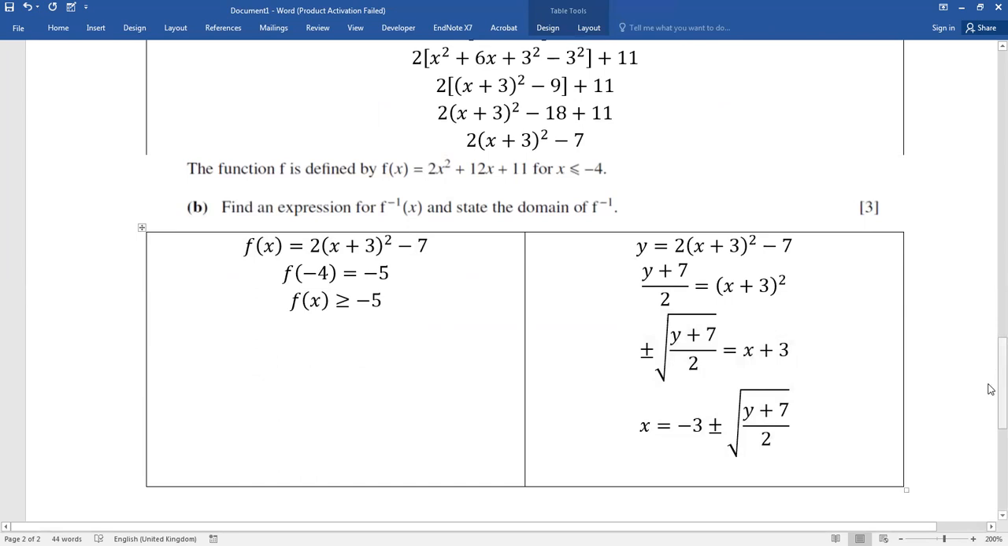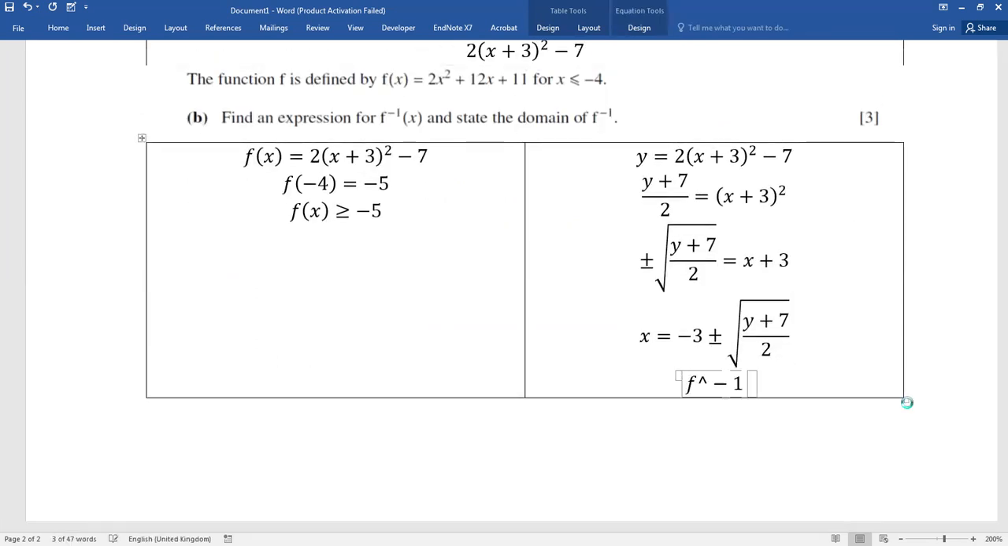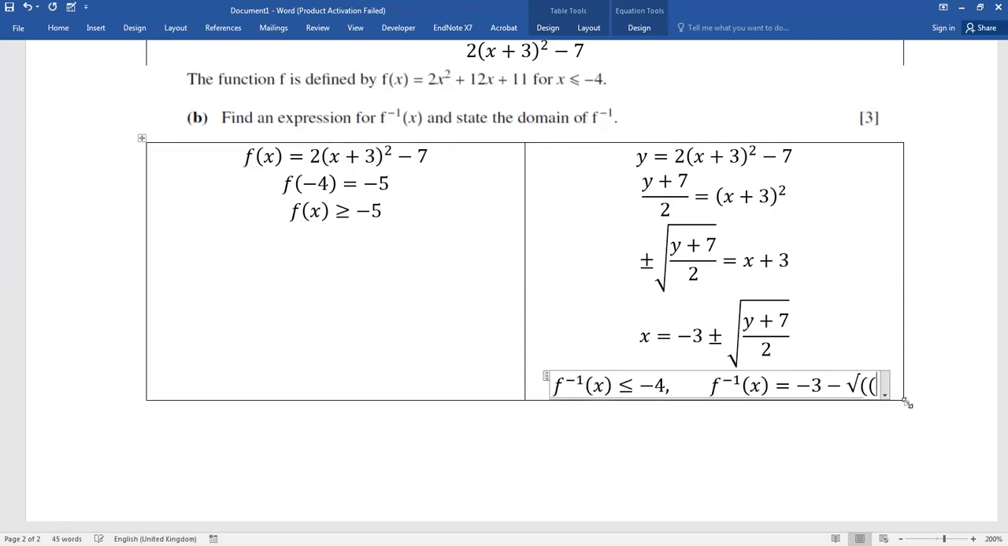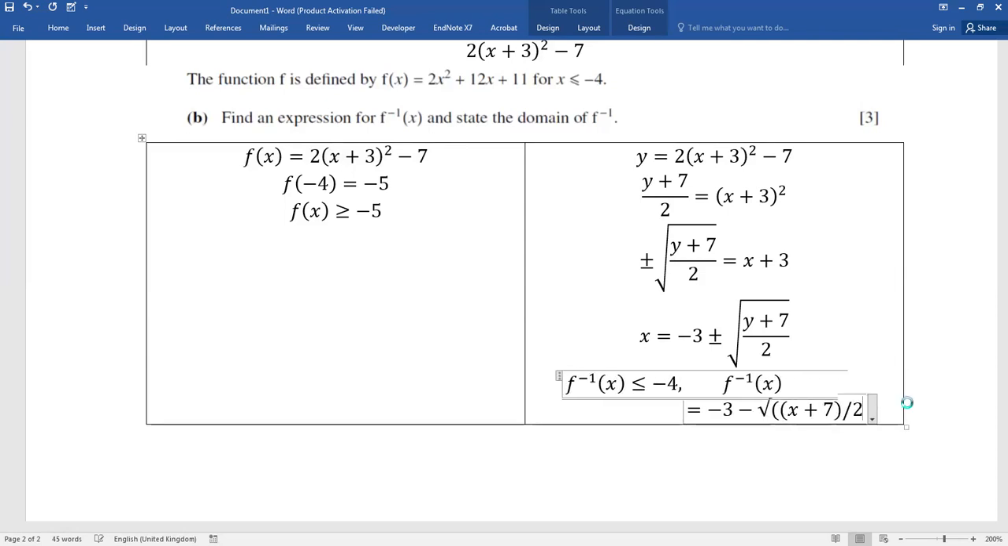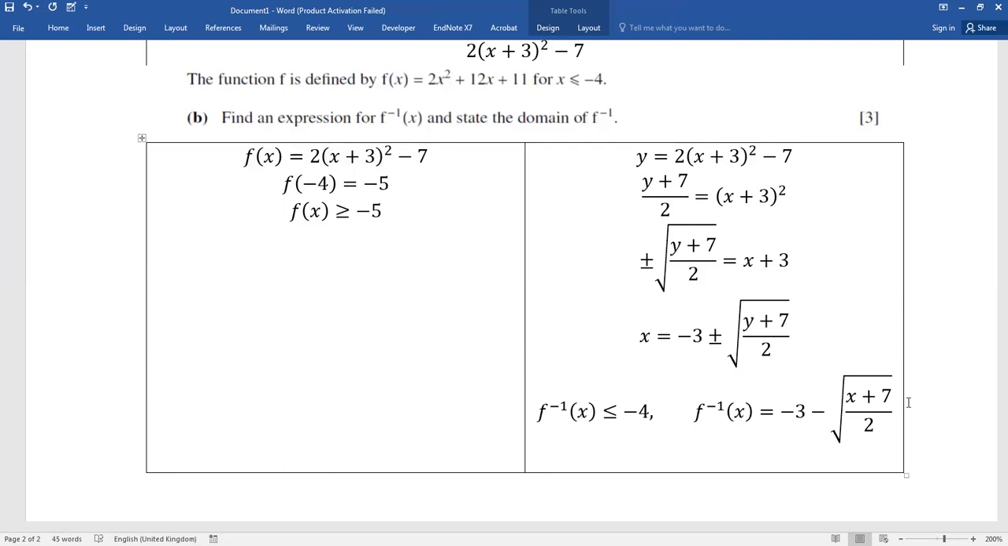Before even making the inverse, I already know that the range of my inverse will be less than or equal to negative 4. Once I know that my inverse will always be negative 4 or lesser, the root will be decided. So the range of the inverse, which is the domain of the function, will help you decide whether to take the positive root or the negative root.